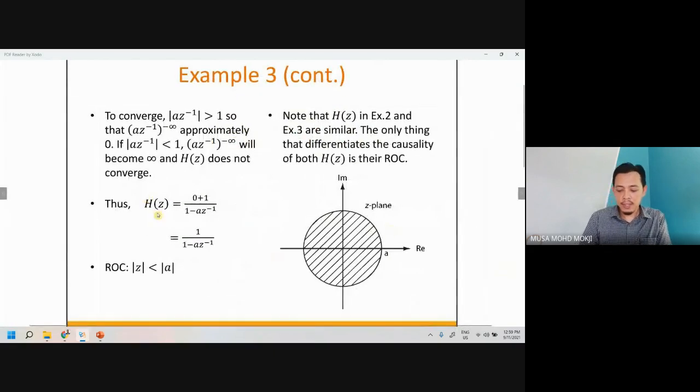So finally you get H(z) equals 1 over 1 minus alpha z to the power of minus 1, which is exactly the same as our previous example. So what is the difference? The ROC. The ROC now is |z| less than alpha. If you get this less than, then this is non-causal, right? For a causal system, the ROC is supposed to be greater than only. So this is less than, and this is the shape of the ROC. This is a. So for radius less than a, you should get a converged value, which is not equal to infinity. The rest, this wide area, the value of H(z) equals infinity.